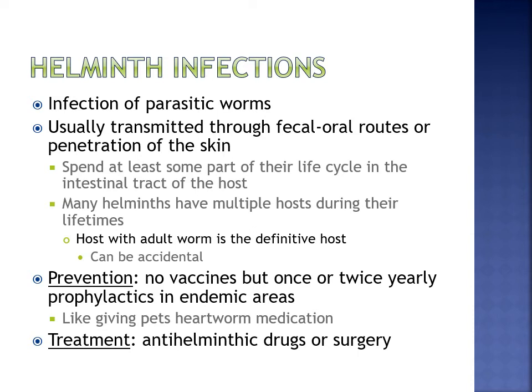For pretty much all of these, there are no vaccines. There's really no preventative measures, except in endemic areas you can take prophylactics, which basically means medication you can take once or twice a year. We don't typically have very many of these because we don't have a whole lot of endemic helminths. But this is essentially the same thing as giving your pet heartworm medication, which you should. You do that generally once or twice a year, maybe every month, depending on what brand you're using. That's essentially the same thing that's happening here. Treatment for these is either anti-helminth drugs or surgery, depending on how bad it is and where it is.